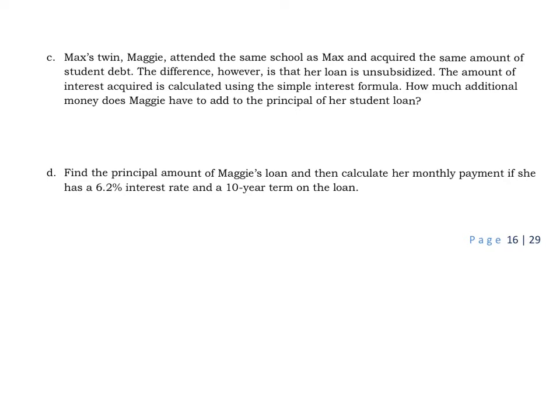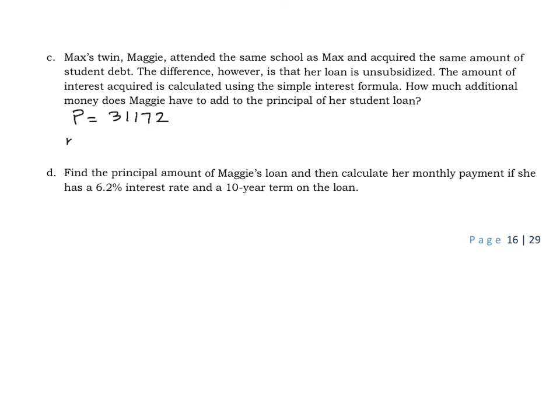So when we hear that, we know that our principal that we're going to borrow is $31,172. The difference, however, is that the loan is unsubsidized. The amount of interest acquired is calculated using the simple interest formula. Again, that is for the interest acquired while Maggie is still in school if she's not paying anything off. How much additional money does Maggie have to add to the principal of her student loan?